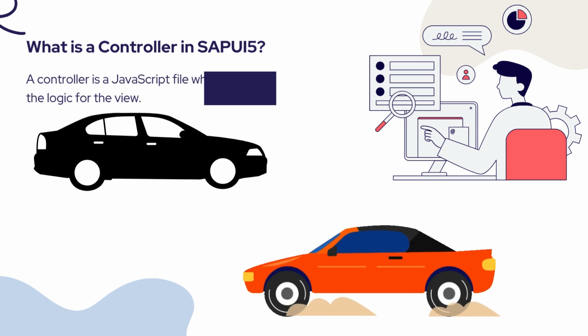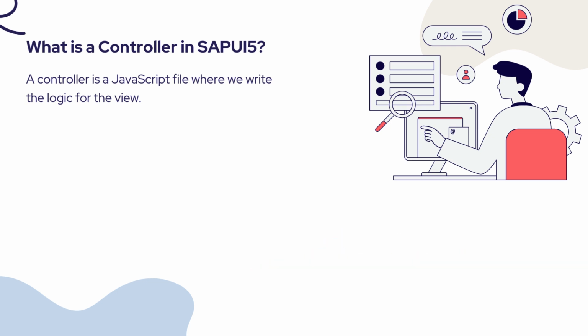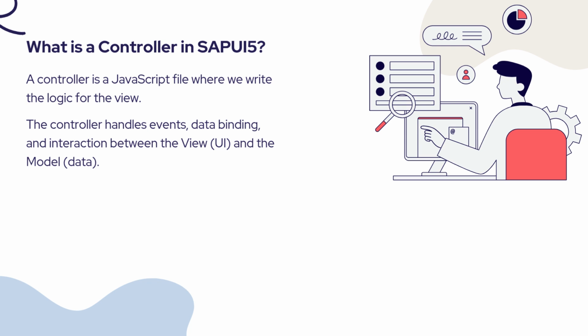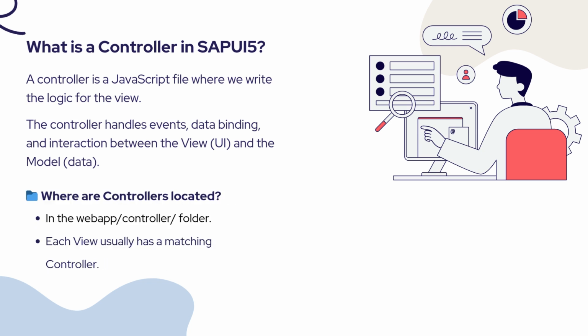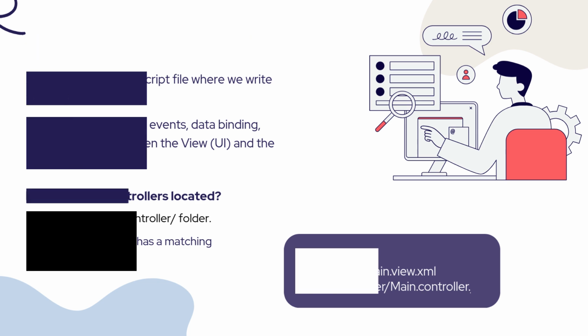In SAP UI5, a controller is simply a JavaScript file where we write logic, like what to do when a button is clicked or data needs to be loaded. Controllers live in the webapp/controller folder, and usually every view has its own matching controller, as you can see in the folder structure example below.